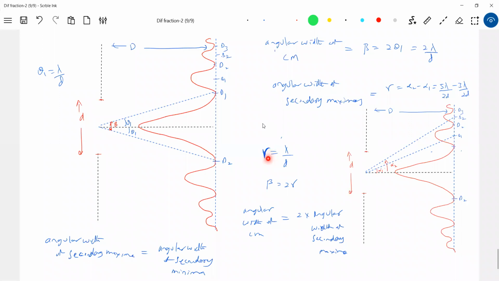What is the impact of the slit width on the central maxima? As you increase the width of the slit, what will happen to the angular width of the central maxima? It will also decrease here. Okay, is it clear? It will also decrease here.